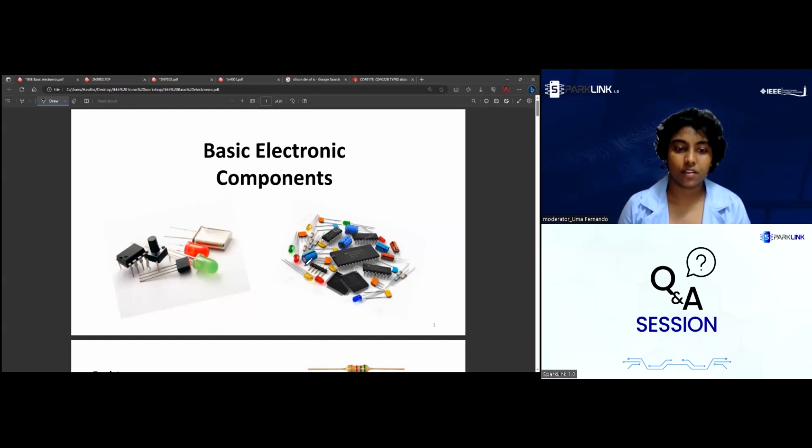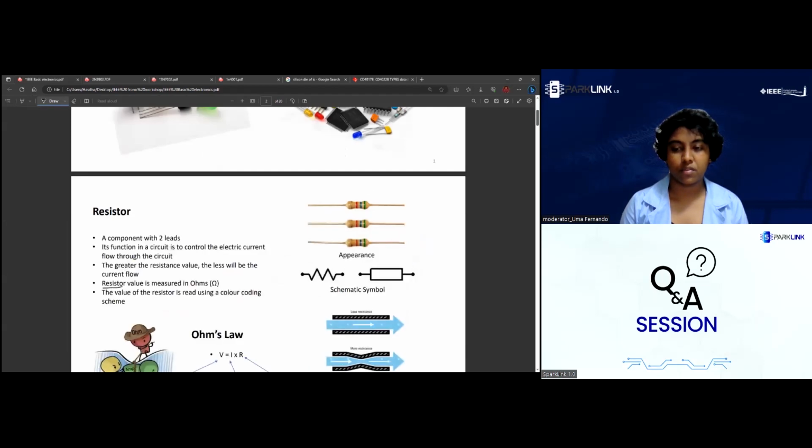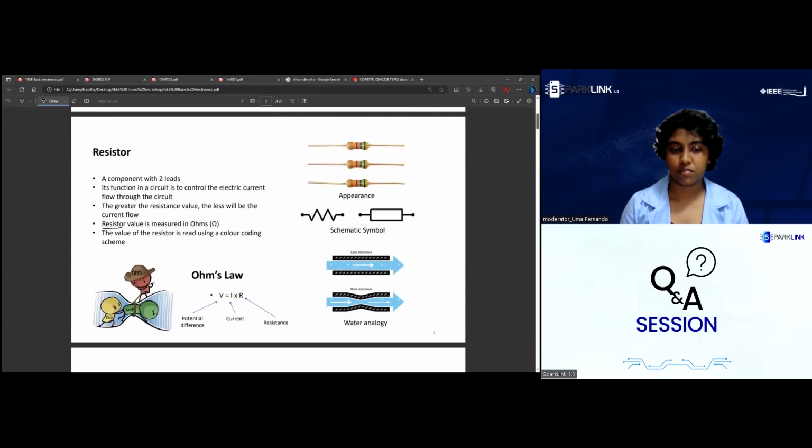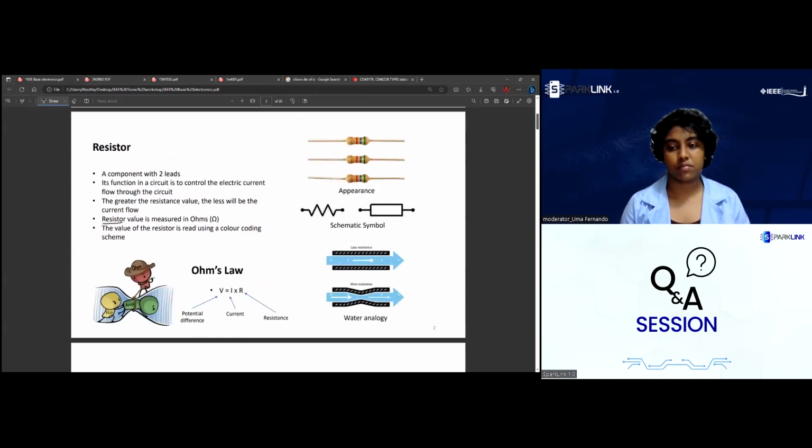Since the allocated time is 1 hour, excuse me. Okay, there's a question. It asks, sir, can you briefly explain about the watt value of the resistor? What value? Okay.